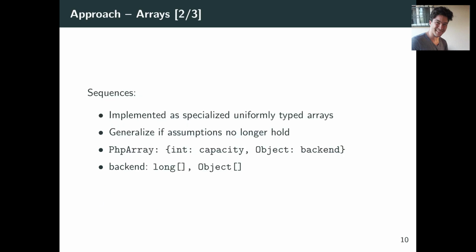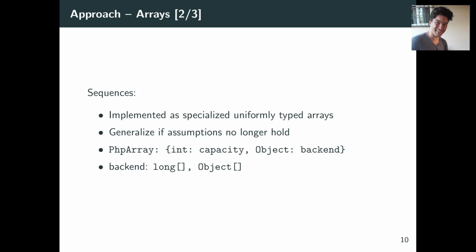So I'd like to introduce how we implemented sequences. As comparison, Zend Engine implements arrays with an untyped hash map. And what we want to do is implement them as specialized uniformly typed arrays, because often arrays are used in a uniformly typed manner. So what we do is we assume a certain type and then generalize if these assumptions no longer hold. We model arrays with a capacity and a backend, and then behind the scenes replace this backend if what we assumed doesn't hold anymore.